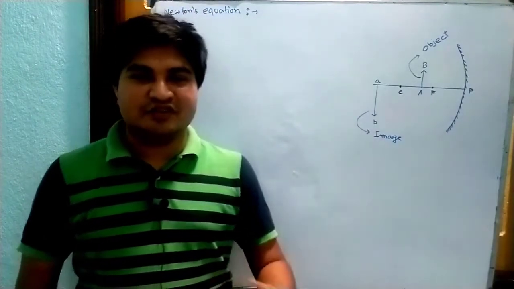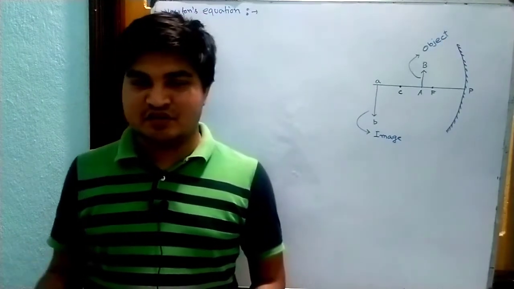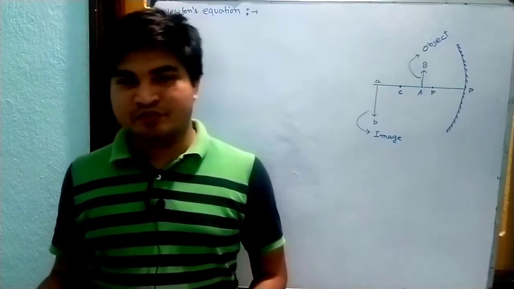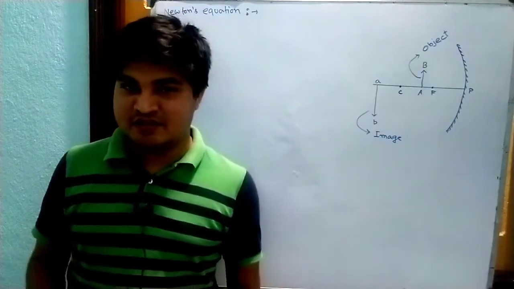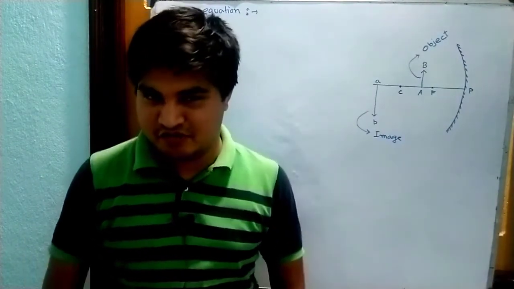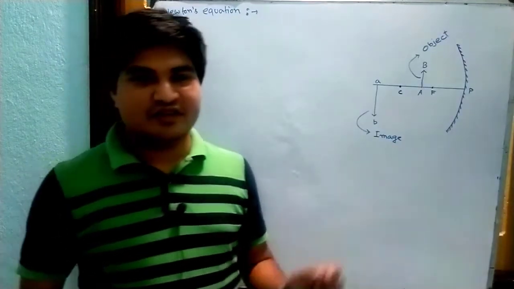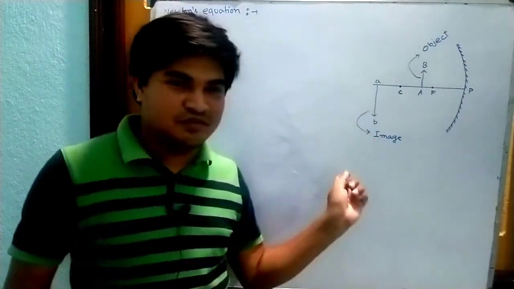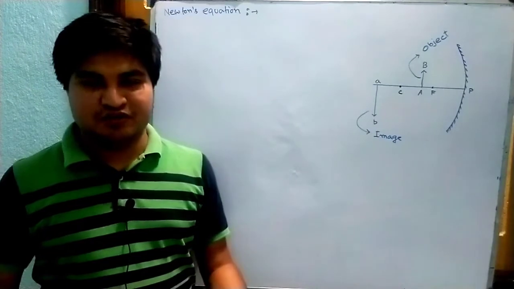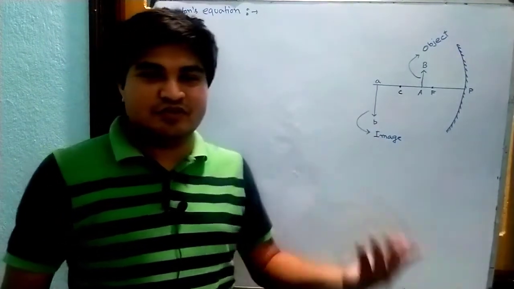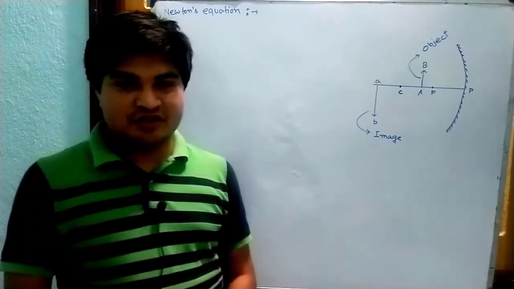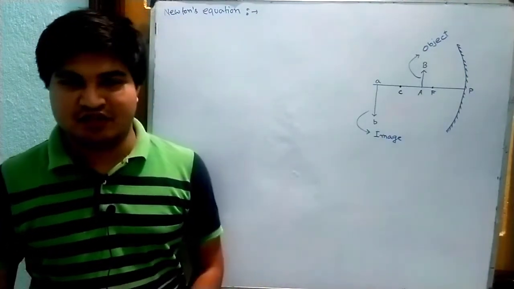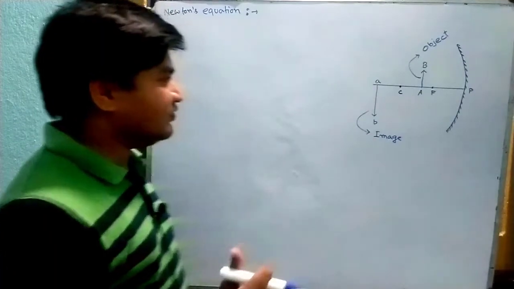Now Newton said that if we consider those distances not from the pole, from the focus, what will be then the relation of the image distance, object distance and focal length? That is, if we consider the image distance is the distance of the image from the focus, object distance is the distance of the object from the focus, then what will be the relation between that image distance, object distance and focal length? Okay.